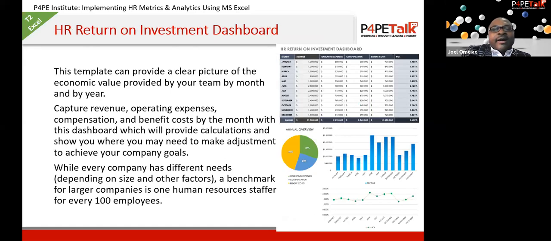Then there's also HR return on investment. HR return on investment measures your revenue, your operating expense, and your compensation and benefits within the organization. And it's asking, what return did we get to the business? And again, here is an Excel sheet that captures all the data that was used to make this analysis. And then we're able to do our revenue and our HR return on investment.